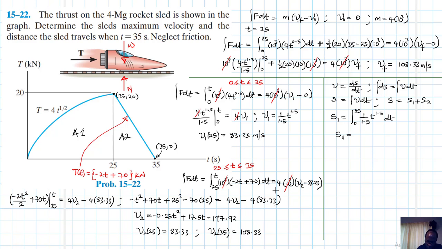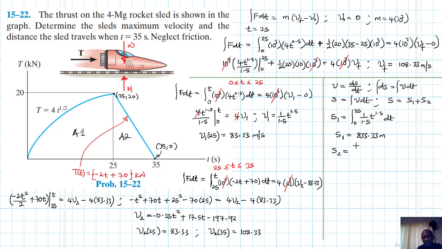Alright, so our S1, if we calculate this, which you can do on your own, just becomes 25 to the power 2.5 divided by 1.5 times 2.5. Okay, so this gives me 833.33 meters. I check it again. So 25 to the power 2.5 divided by 1.5 by 2.5. Right, so let's go to the second one.